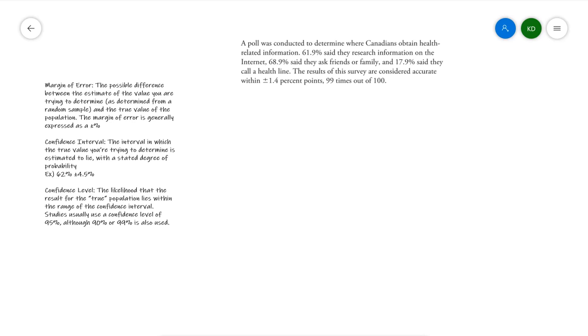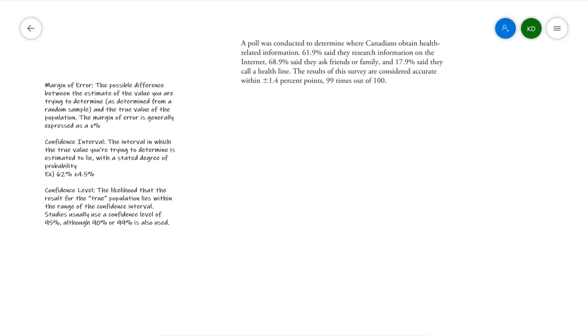Confidence interval. This is the interval in which the true value you are trying to determine is estimated to lie within a stated degree of probability. An example would be 62% plus or minus 4.5%. We can start with 62 and take away 4.5 to find our lower bound, and to find our upper bound, we'll go 62 plus 4.5.